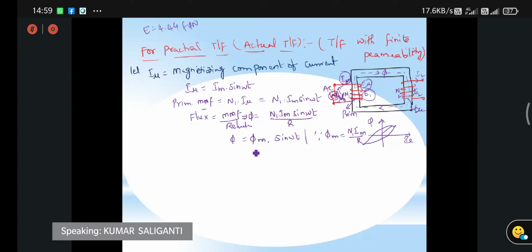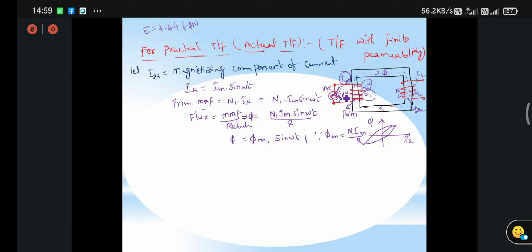Phi m is what you get when you give this maximum value of current in the primary. So there will be a maximum value of flux, phi m, and the flux is phi m sin omega t, a sinusoidal function here.